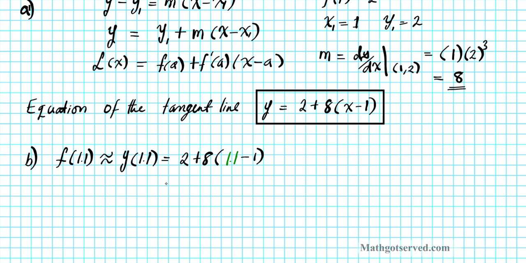Using order of operations, this becomes 2 plus 8 times, 1.1 minus 1 is 0.1. Multiply that out, you have 2 plus 0.8, and the approximation is 2.8. So the question now is this approximation using the tangent line, is it greater than or less than f of 1.1, the exact value? So let's just go over some important points real quick. We're going to have to make use of the second derivative, okay? So how does the second derivative connect to the value of our estimation? Let's go ahead and go over that.